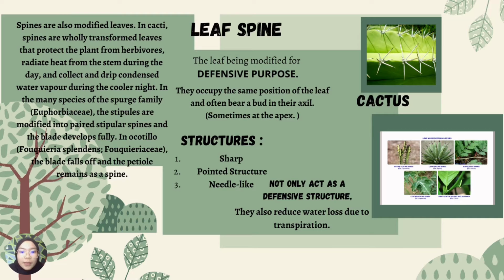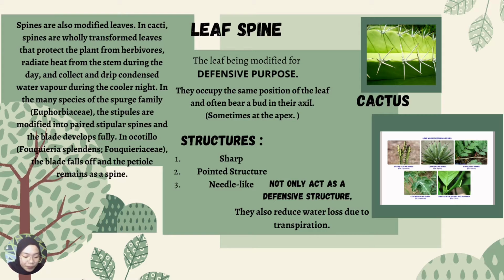They occupy the same position as the leaf and often bear a bud in their axil, sometimes at the apex. The structure of leaf spine is a sharp, pointed, needle-like structure. The leaf spine not only acts as a defensive structure, but they also reduce water loss due to transpiration. The example of leaf spine is cactus.